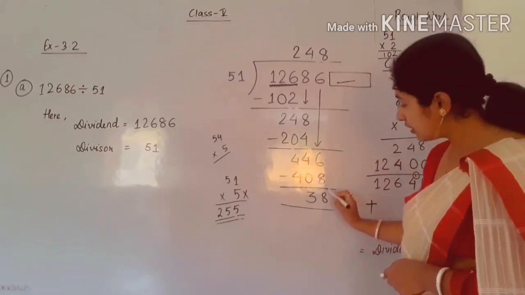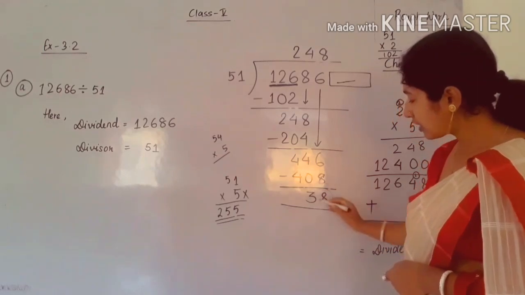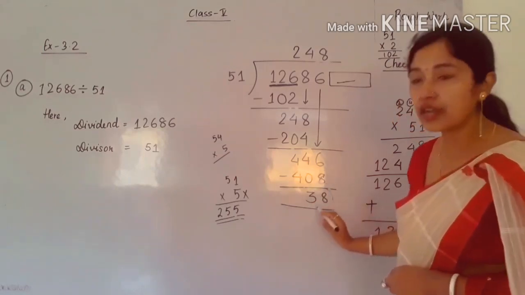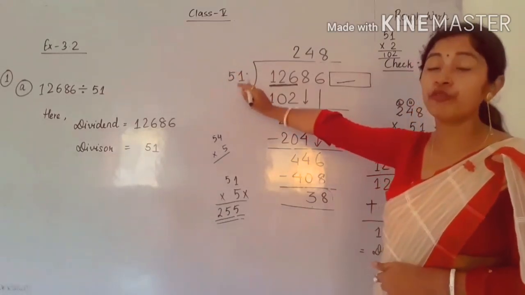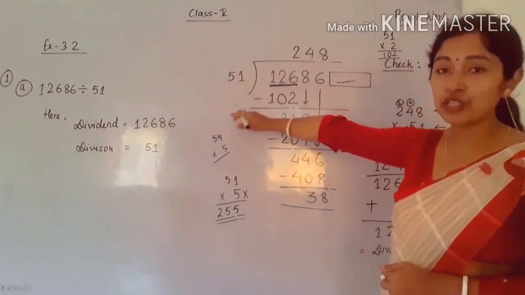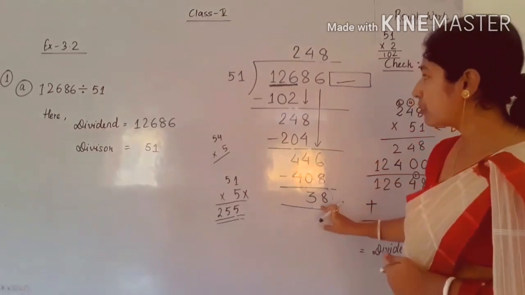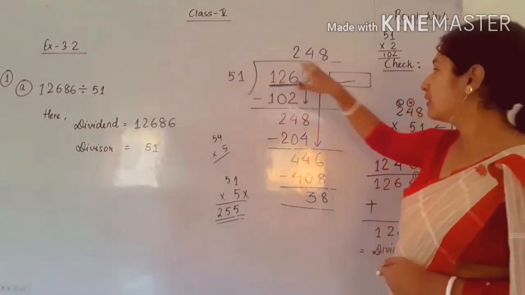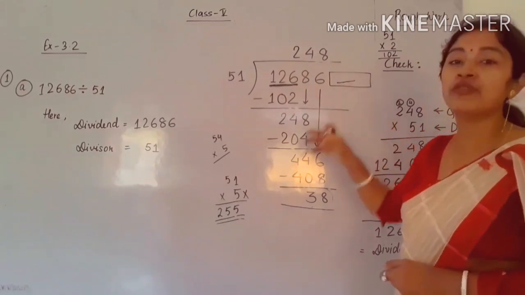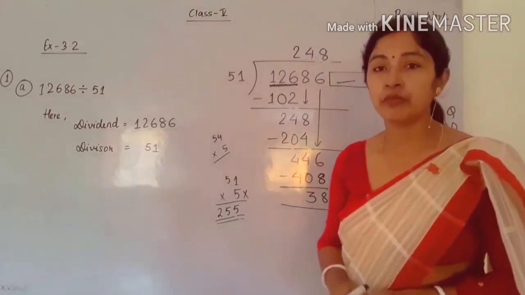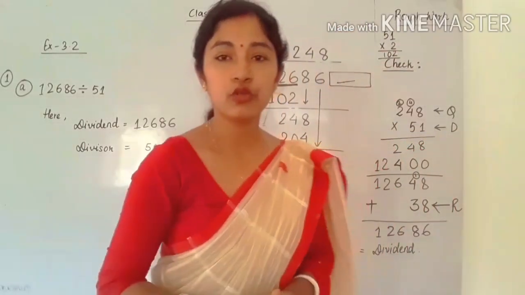As you can see, after subtraction the remaining number is 38, which is less than 51. So at this position, when you see that this number is less than 51 and there are no digits remaining in the dividend, then you have to stop the division process. At this moment you have to stop.